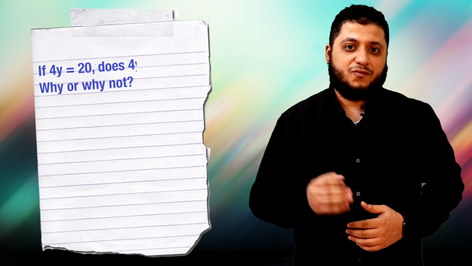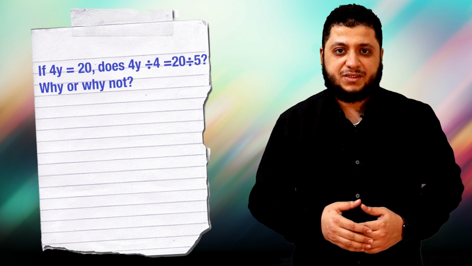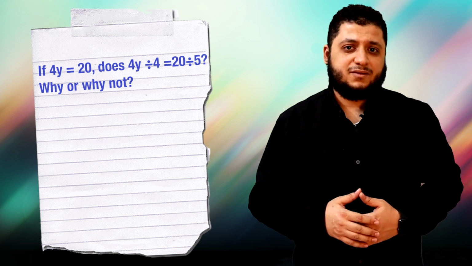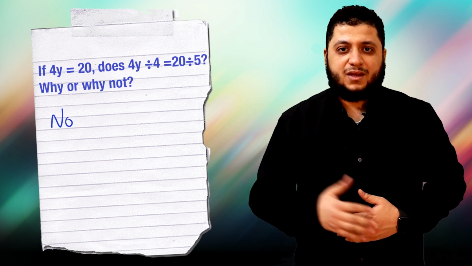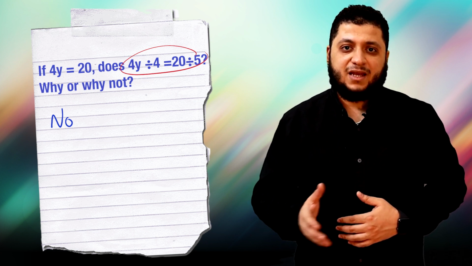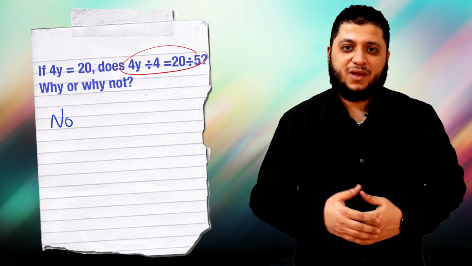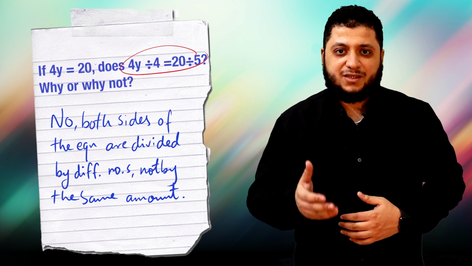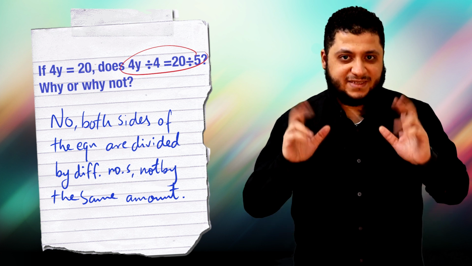Another example: if 4y equals 20, does 4y divided by 4 equal 20 divided by 5? Why or why not? There is no doubt that the answer is no. That's because, as you can see here, we divide the first side by 4, but the second side by 5. So both sides of the equation have been divided by different numbers. It means not by the same amount.